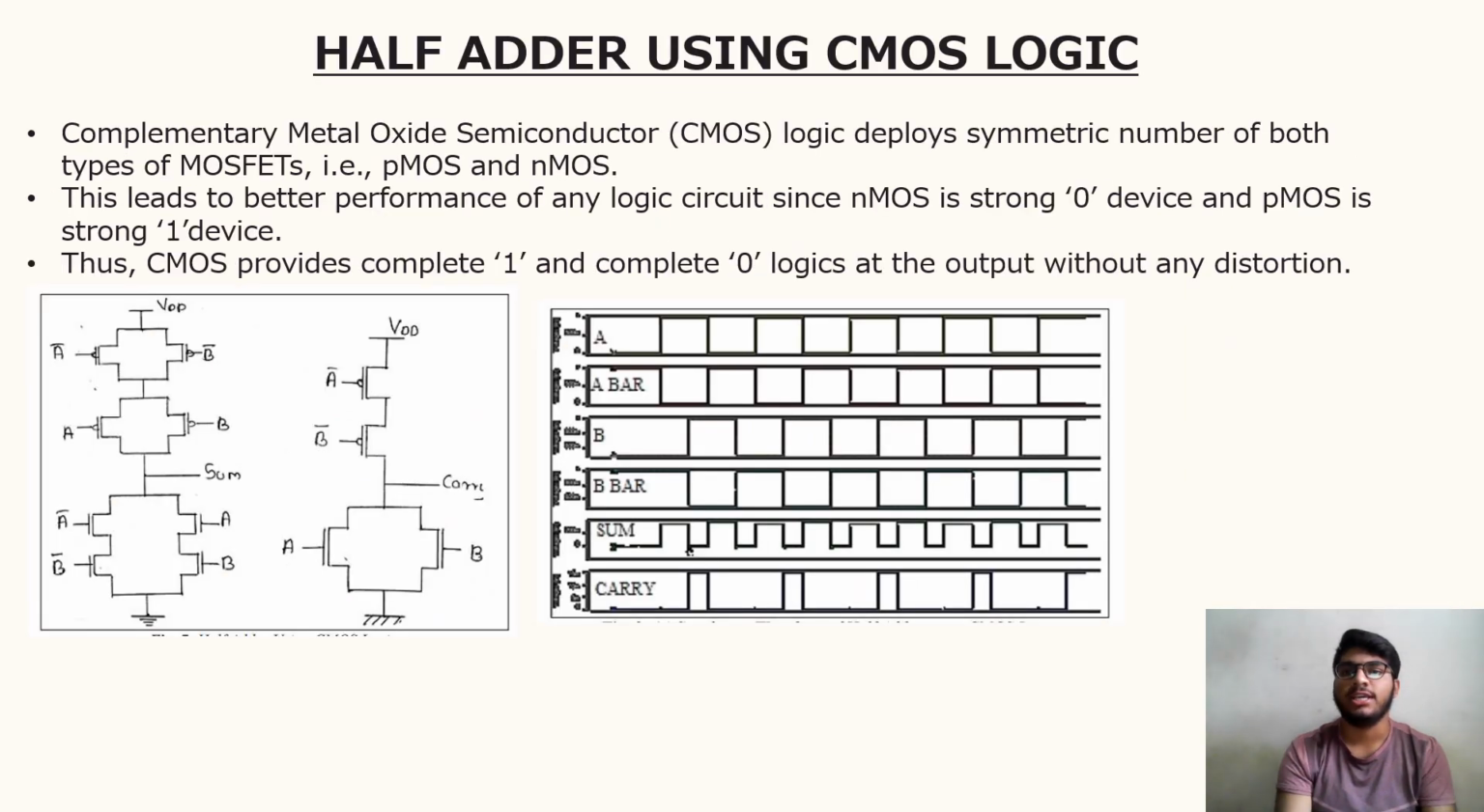Next, the half adder using CMOS logic. Complementary metal oxide semiconductor, which is commonly known as CMOS, logic deploys a symmetric number of both types of MOSFETs, that is PMOS and NMOS. This leads to better performance of any logic circuit since NMOS is a strong 0 device and PMOS is a strong 1 device. Thus, CMOS provides complete 1 and complete 0 logic at the output without any distortion. The logic gate and the simulation waveform are also given.